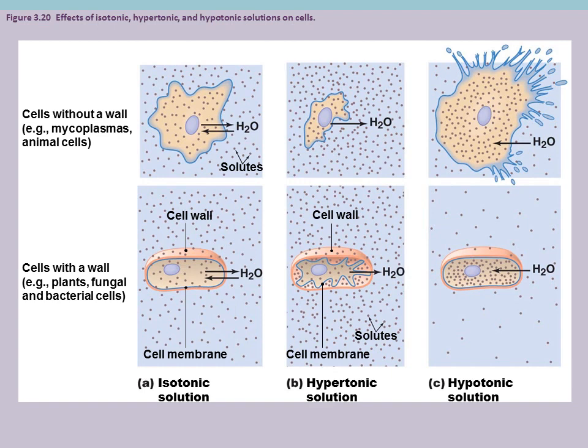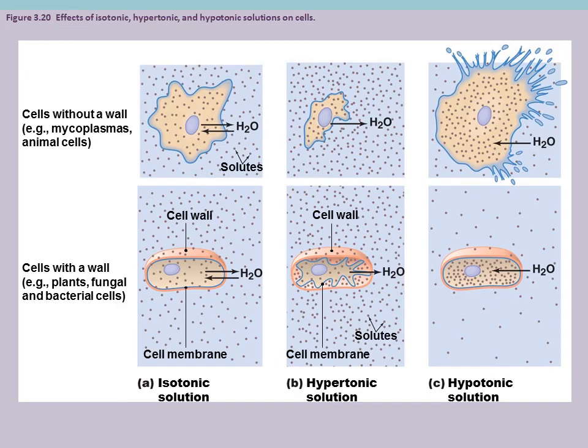Now you're doing 2 things. You're looking at the concentration of the solute, but what you're concerned about is the movement of water. Because the solute concentration is the same, you have equal amounts of water moving out as what's moving in. And in this diagram, it is showing on the upper portion cells that do not have a wall, versus on the bottom, those type of cells that do have a cell wall. So this is a normal situation for most types of cells, to be isotonic.